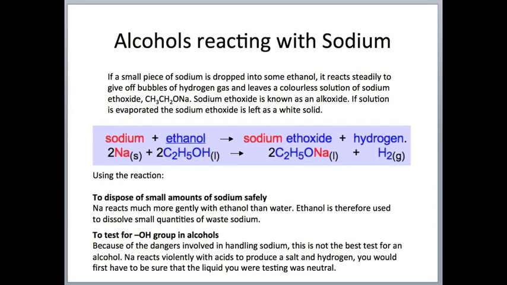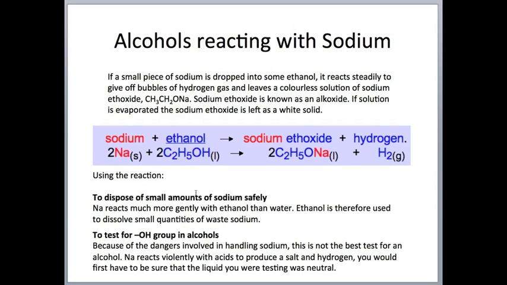And sodium ethoxide is known as an alkoxide. If you evaporate the solution further, a white solid will be left, which is sodium ethoxide. So this is the equation. We have sodium solid reacting with ethanol liquid to produce sodium ethoxide, which is C2H5ONa, and to produce hydrogen gas. So why do we need this reaction?